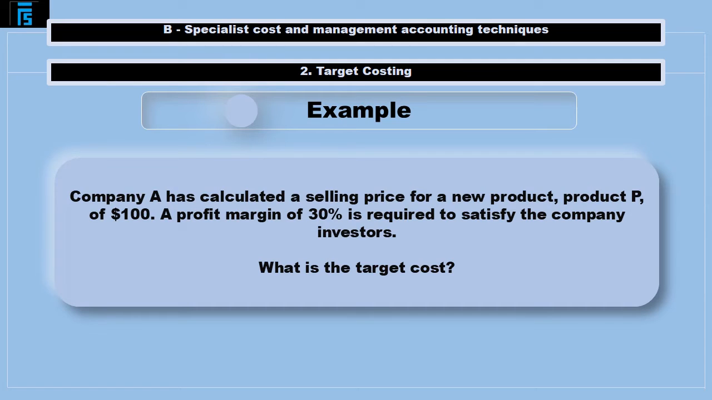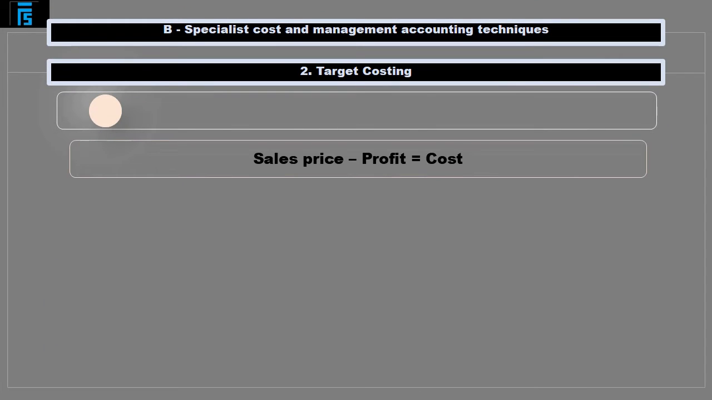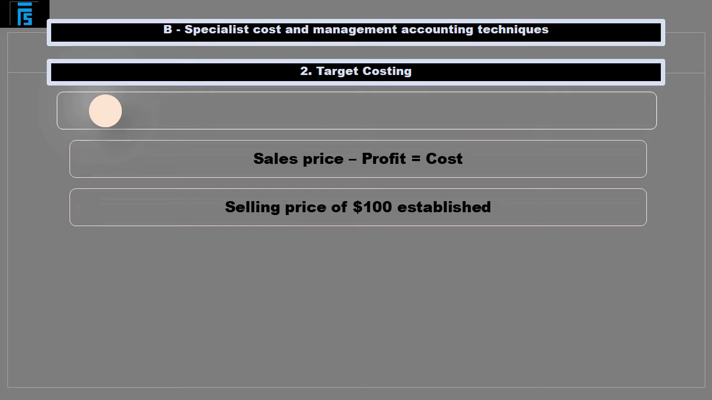Company A has calculated a selling price for a new product, product P, of $100. A profit margin of 30% is required to satisfy the company investors. The question is, calculate the target cost. We now know that the sales price minus the required profit is equal to the target cost. Company A has established a selling price of $100.